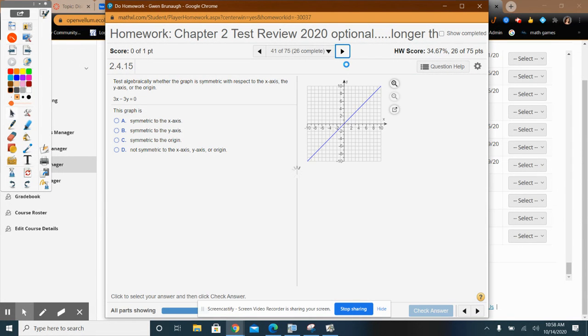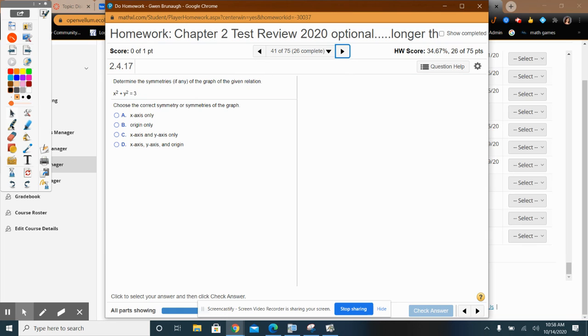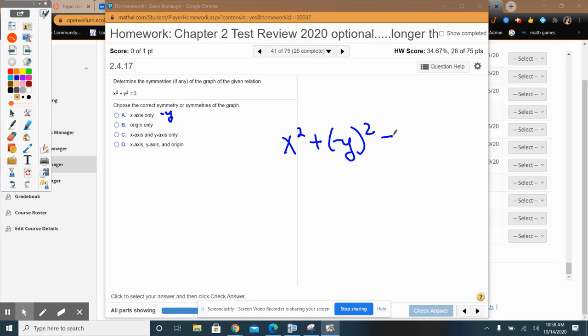This one's another graph. On this one, you can plug in y equal negative y to see what you get. x squared plus negative y squared, does that equal 3? Yes, that's x squared plus y squared equals 3. It does have x-axis symmetry. So it's not origin only because it does have x-axis symmetry.